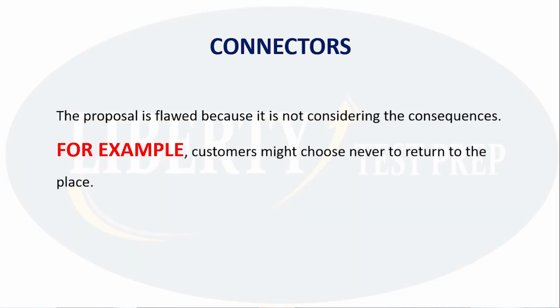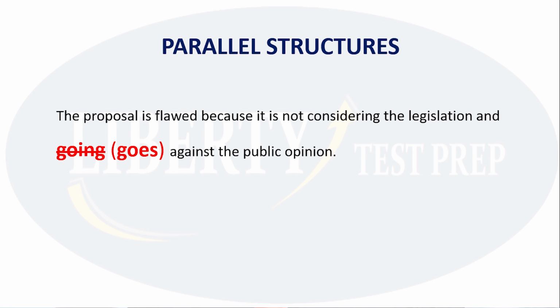You should be able to employ connectors. Here, for example, the proposal is flawed because it is not considering the consequences. Customers might choose never to read. So you should give 4 examples. So those are transition words. We already went over them. You have to employ them, otherwise it wouldn't make sense. Okay, so the use of connectors is very important. Parallel structures. The proposal is flawed because it is not considering the legislation and going against it. Not going, right? Because you have to use a verb, because here you want to make goes parallel to is not. Okay, so that's very important to have parallel structures.